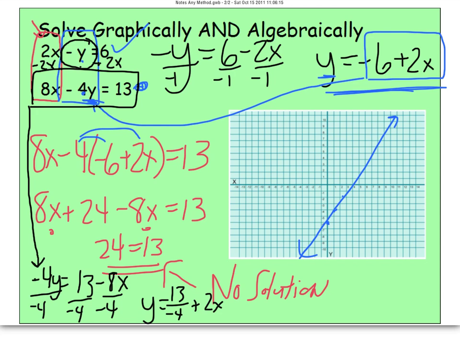Well, notice this, you guys. They have the exact same slope. If they have the same slope, they're parallel to each other. Well, the only difference is this graph has a different y-intercept. You know, what's 13 over negative 4? I'm going to type that in my calculator. It's about negative 3.25. So I'm going to go to the y-intercept of negative 3.25. From there, I already know it's going to be parallel to it because there's no solution. That's what it's going to look like.